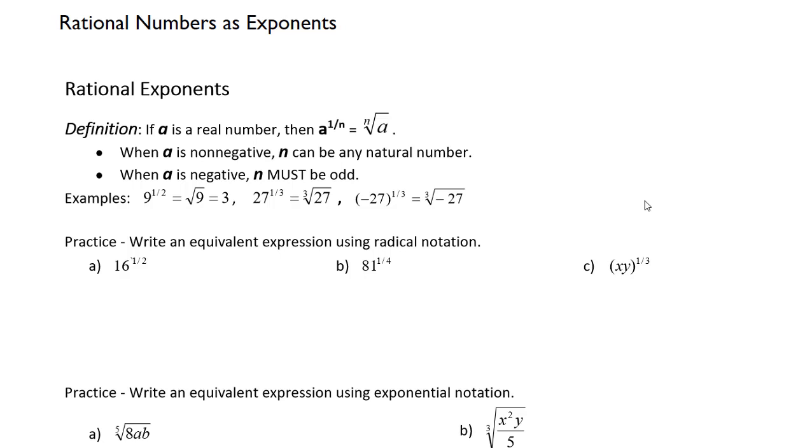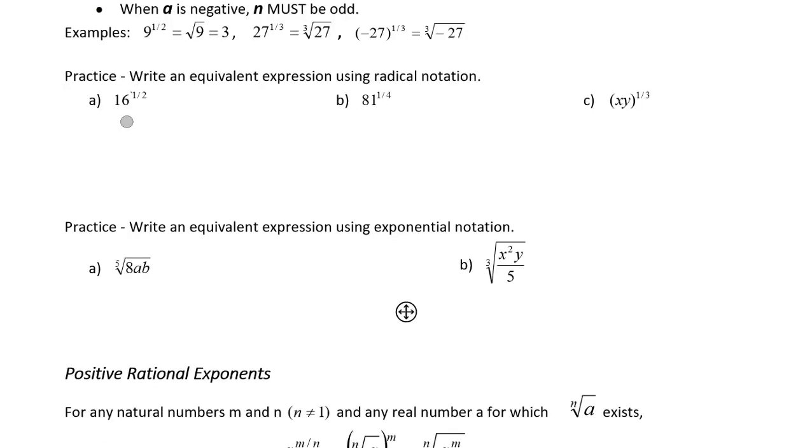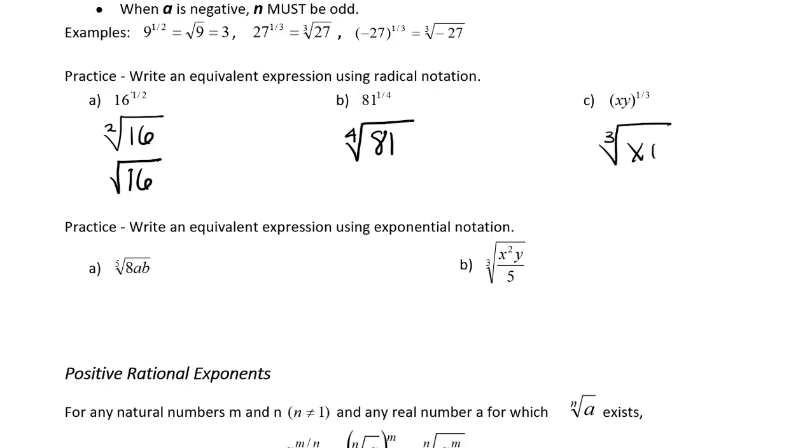Let's write some equivalent expressions using radical notation. So we're taking the rational numbers as exponents and rewriting them as a radical. 16 to the 1/2 is the same as the square root of 16. Notice that I wrote the 2 here for emphasis, but we would normally not write the 2 as the index. We understand it to be 2 without writing it there. 81 raised to the 1/4 is the same as the 4th root of 81. Remember, we're not simplifying these, we're just rewriting them with radicals. xy raised to the 1/3 is equivalent to the cube root of xy.